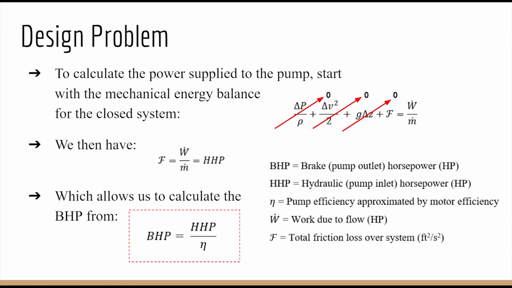The BHP, or the brake horsepower, which is the energy supplied to the pump by the motor, can be found using BHP equals the HHP divided by the efficiency of the pump. To retrieve the efficiency of the pump, it would require manufacturer information, and these are affected by many variables, for example, the material, the pump type, and the impeller diameter. To get an approximate value for this, the efficiency of the motor is instead used. Finally, the power consumption of the pump can be described by the equation: the BHP is equal to the PV workflow divided by the motor efficiency.